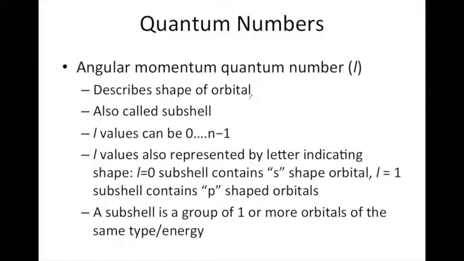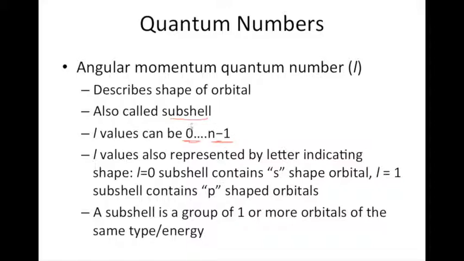And the angular momentum quantum number is also referred to as the subshell because it's a collection of orbitals, and a collection of subshells is called a shell. A collection of orbitals is called a subshell. L values, the mathematical values for L, can be anywhere from 0 all the way up to n minus 1. And we'll show you this in just a minute in a little more detail.